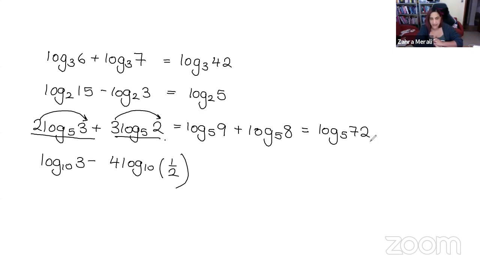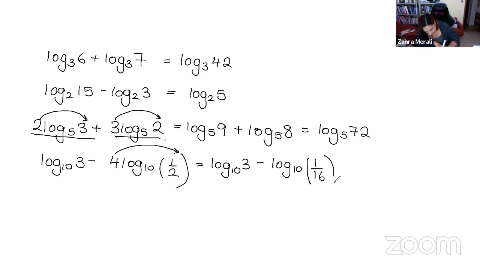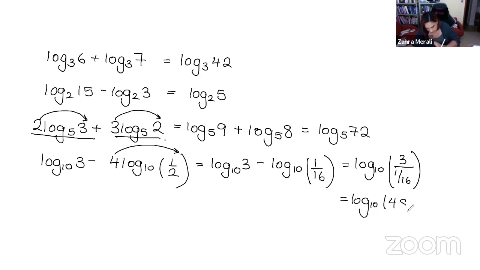Right, let's have a look here. Now here again, we've got the same thing. We've got a number in front, so we can bring that up as a power. So we get log 10, 3 minus log 10, a half to the power of 4. So that's 1 to the power of 4, which is just 1, 2 to the power of 4, which is 16. And then we're going to have log 10, 3 divided by 1 over 16, which is the same as 3 times 16. So we'll get log 10, 48.